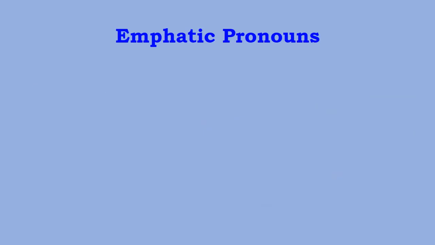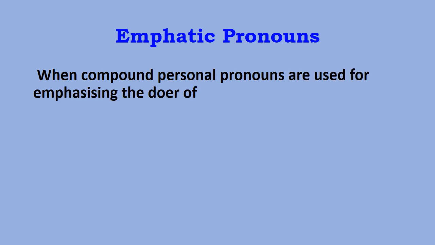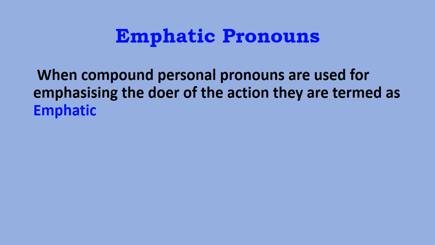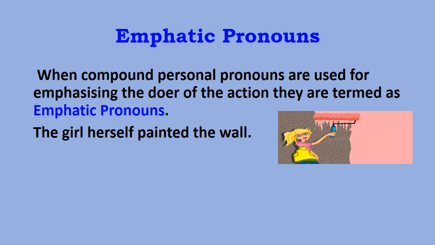The next is emphatic pronouns. When compound personal pronouns are used for emphasizing the doer of the action, they are termed as emphatic pronouns. That means they give a stress on the doer of the action, that only this particular person has done the work, has completed the action. The girl herself painted the wall. Here, herself is used to put an emphasis on the girl, that she only had painted the wall. So, what is done here? Herself is giving a stress on that girl, showing us the importance of the subject.